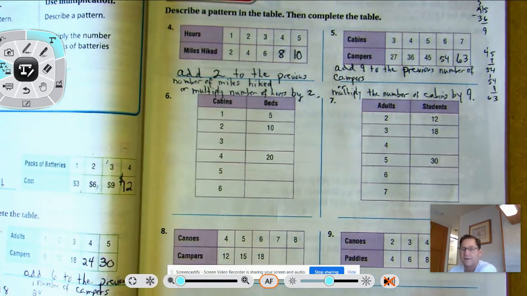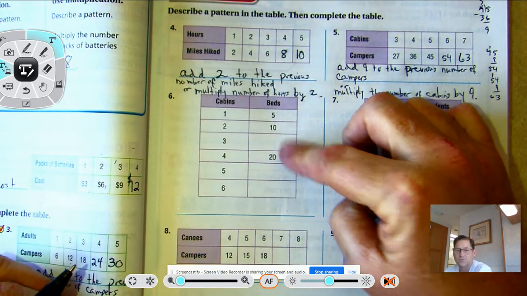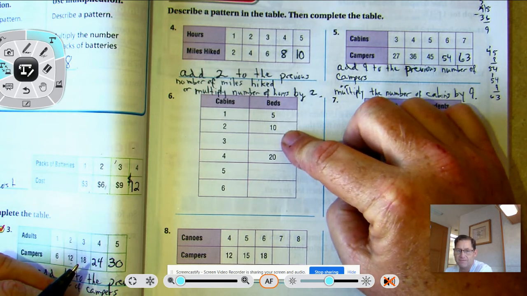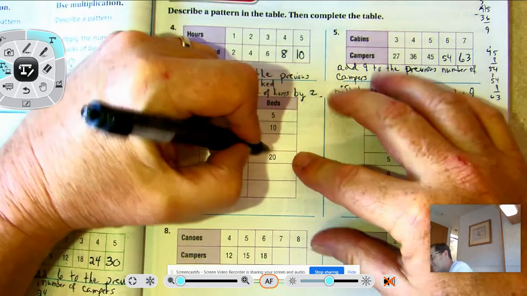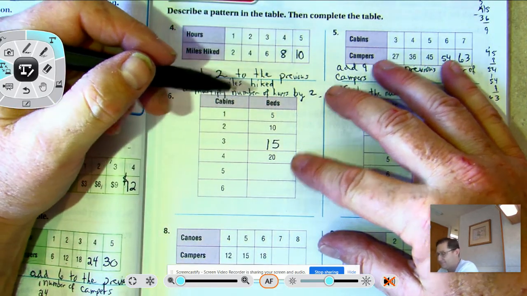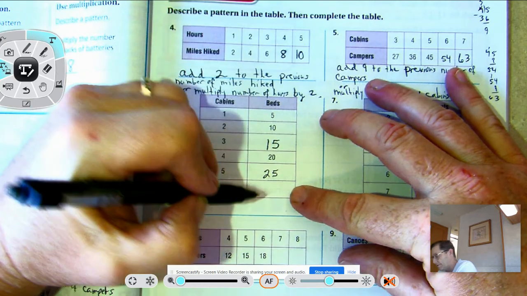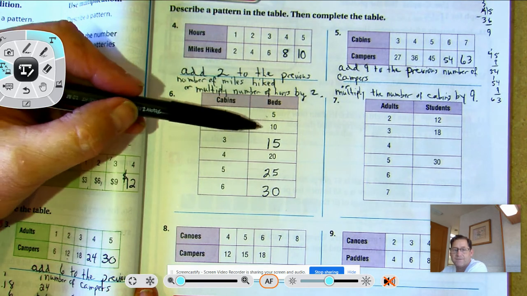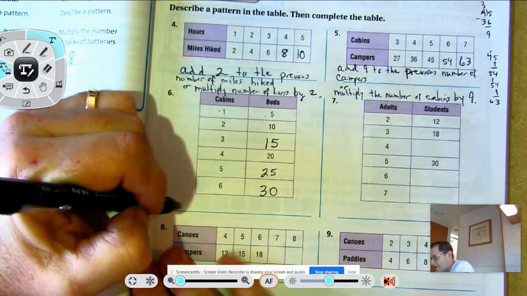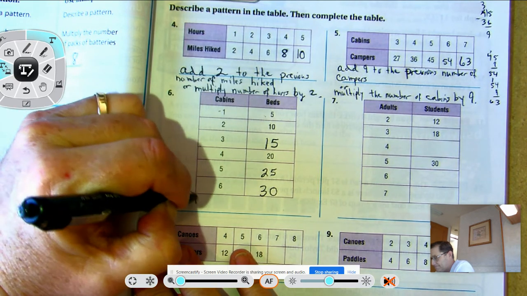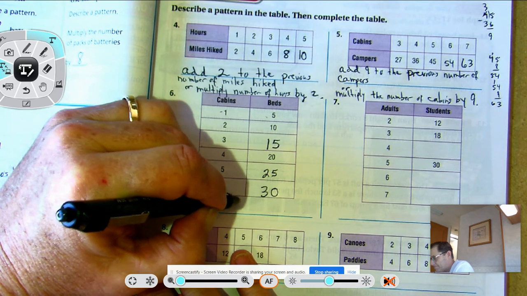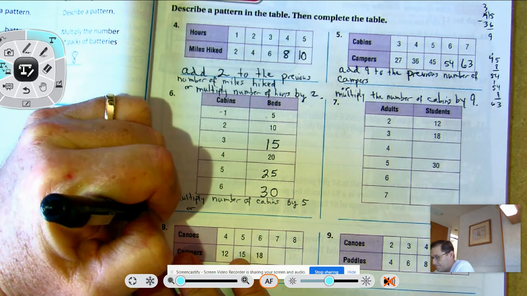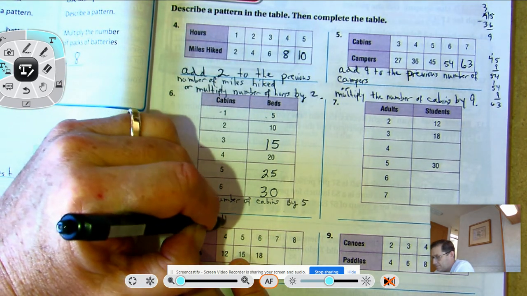Number 6. So 5, 10, something, 20. Well, to go from 5 to 10, that's adding 5. If I add 5 to 10, that would be 15. 15 plus 5 is 20. So they're adding 5 to the previous number of beds. 20 plus 5, 25. 25 plus 5, 30. What's the multiplication problem? 1 times 5, 2 times 5, 3 times 5? Yes, so multiply cabins by 5, or add 5 to the previous number of beds.